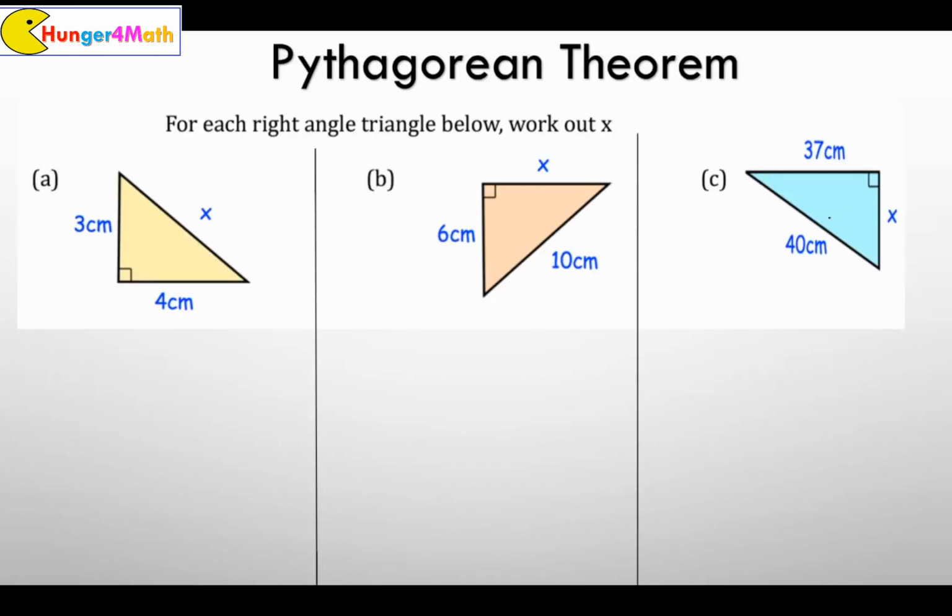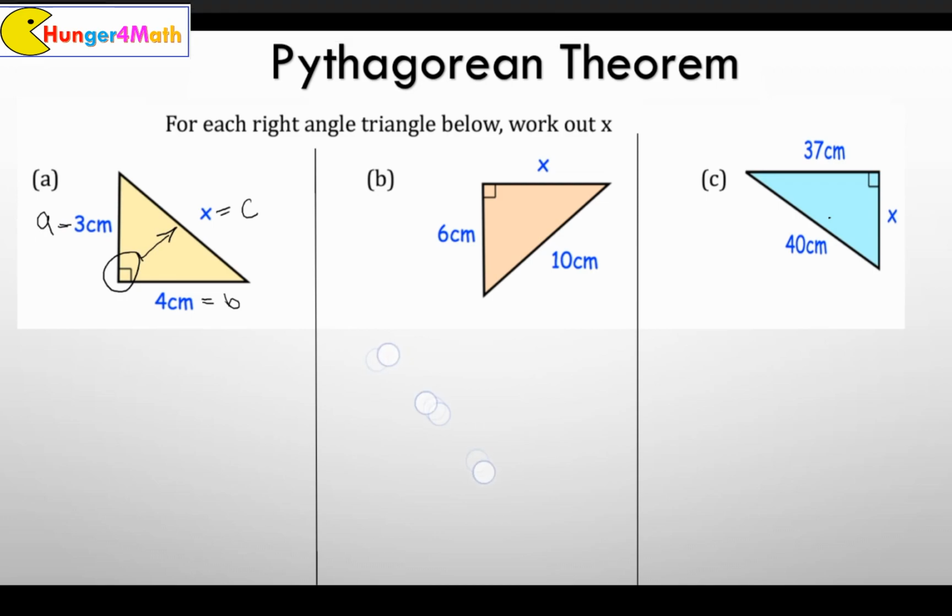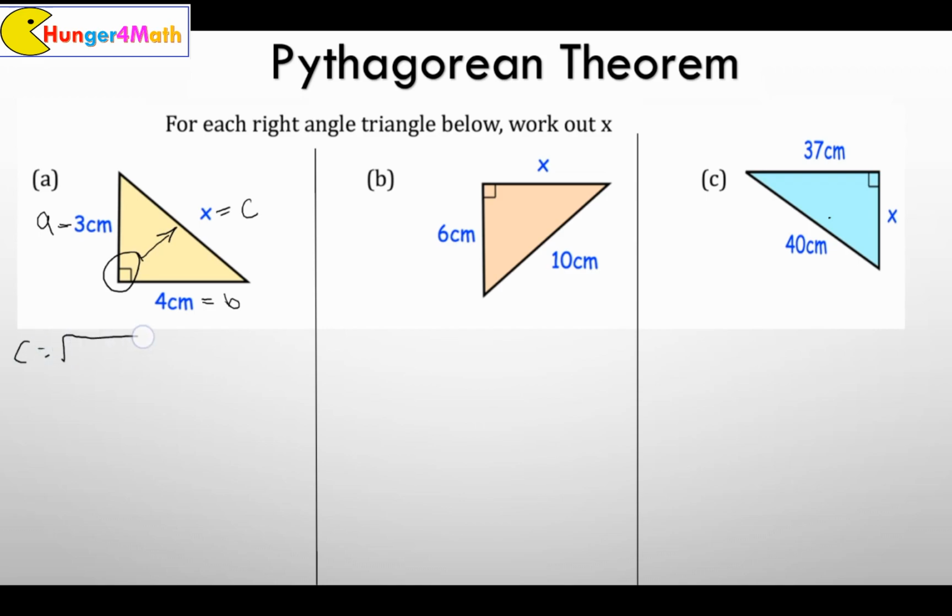Let's try this. For each right angle triangle below, work out X. On letter A, the first thing we need to do is to find the longest side, and that is the side opposite the right angle. So X here will represent C, 4 cm will be B, and 3 cm will be A. For the sides or the shorter sides, you can do it either way or vice versa. For the formula of the hypotenuse, C is equal to the square root of A squared plus B squared. Now let's substitute. X is equal to the square root of A is 3 squared plus B is 4 squared. Let's copy X equals square root.